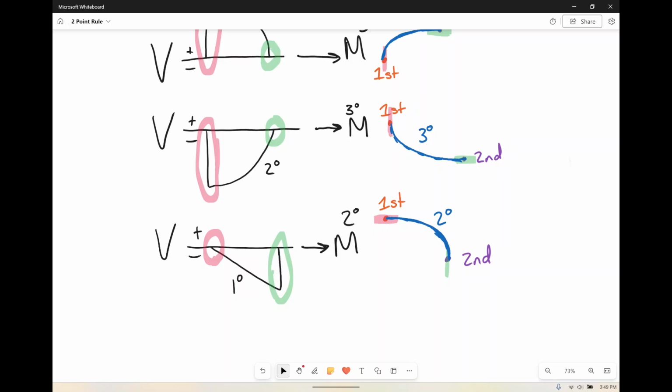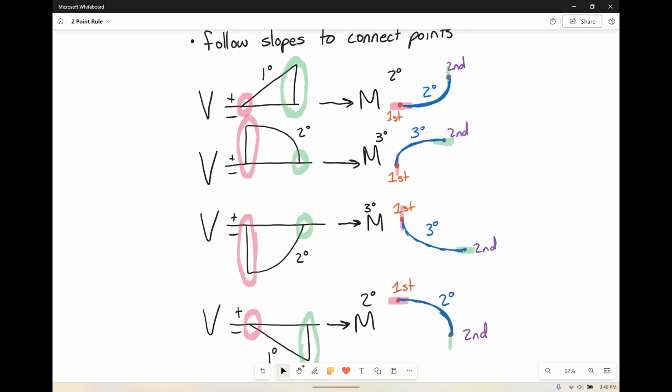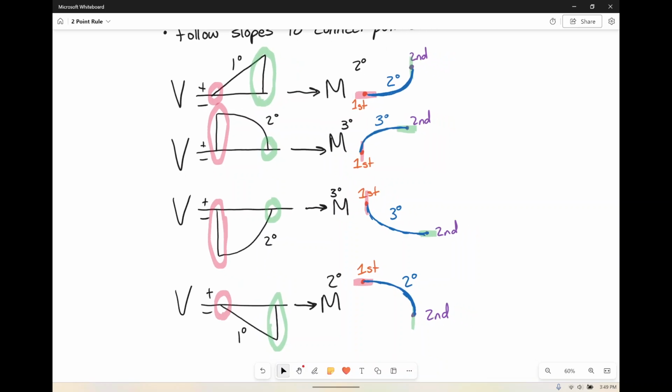That's 2 degree. So you can see there are the 4 different scenarios that we have. Doesn't matter if it's 1 degree or 2 degree. It doesn't even matter if it's 3 degree or 4 degree. They're all the same. You're just going to kind of follow it. The only difference is that a 3 degree is a little bit more extreme than a 2 degree. But that's it. So hopefully using this 2-point rule, this can help you get the correct shape for your shear and moment diagrams, and that's not a concern coming up in these next videos.